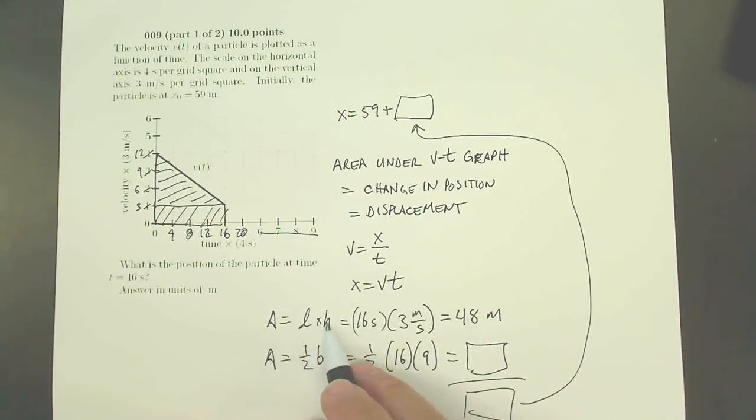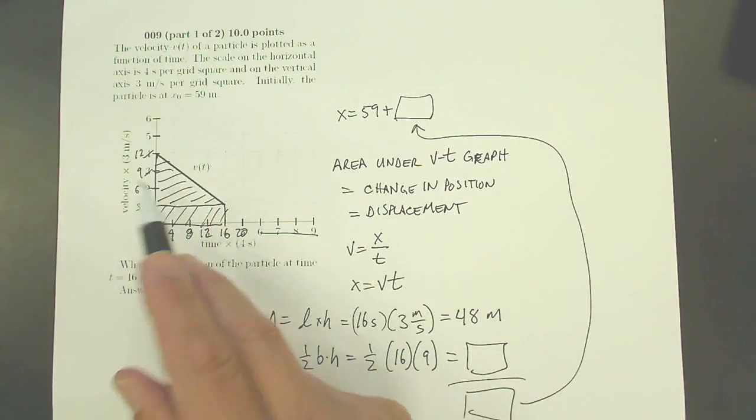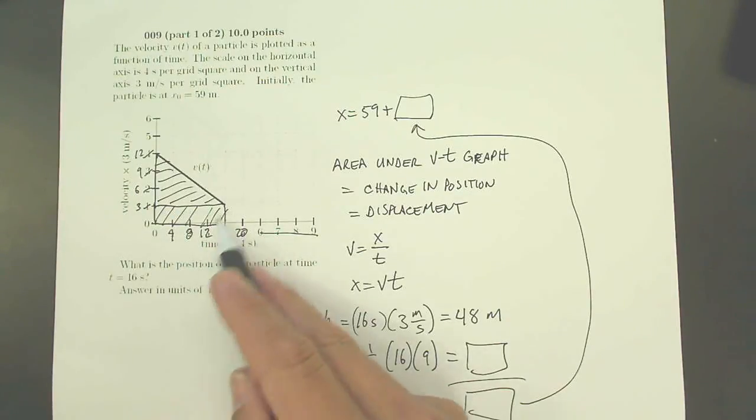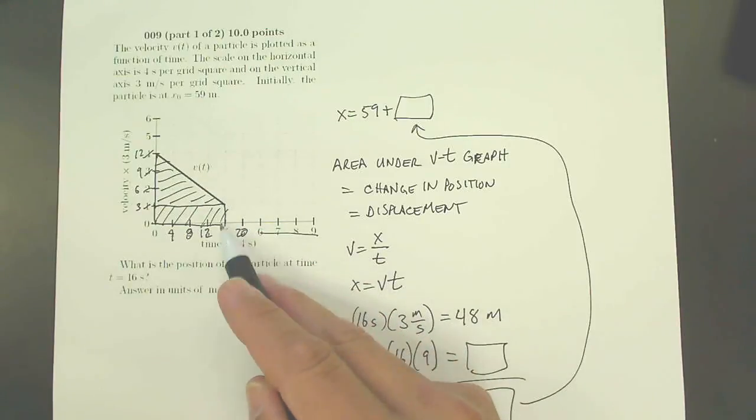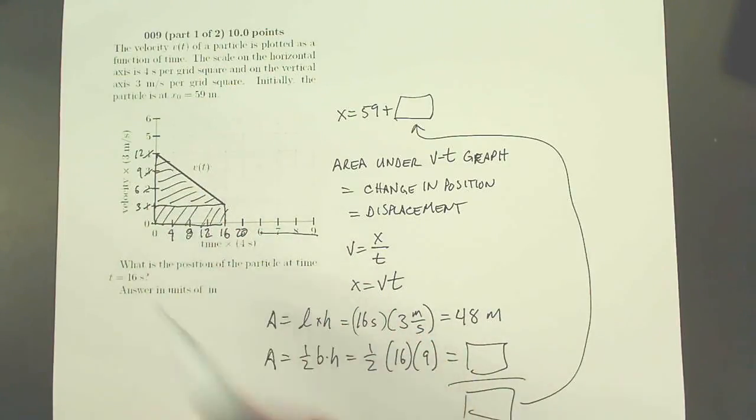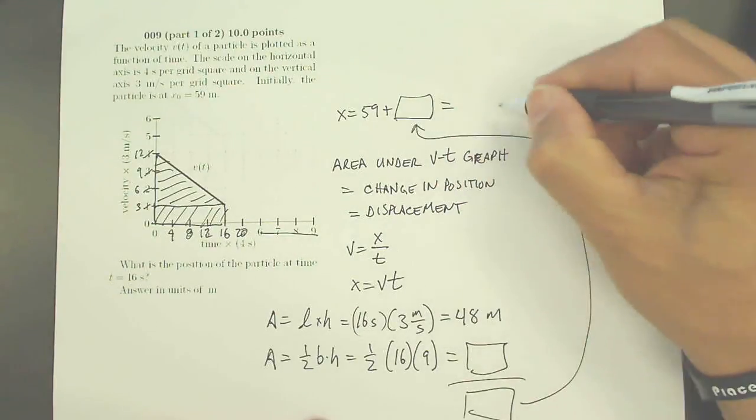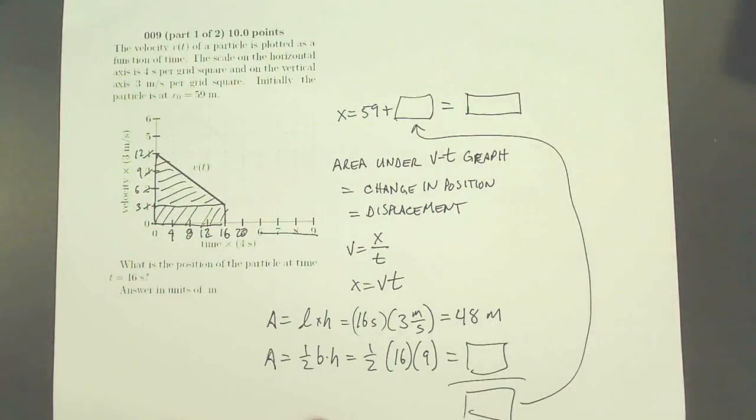So that's going to be the total area under the curve. So again, on a velocity time curve, the area under that whole line, the area formed by that triangle and that rectangle, is the change in position. So 59 plus that will give you the answer that you need to plug into UTexas.